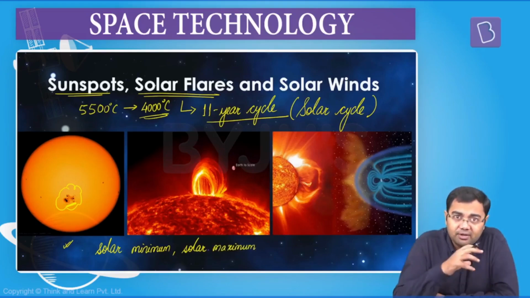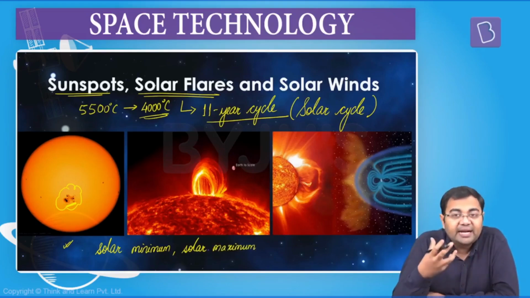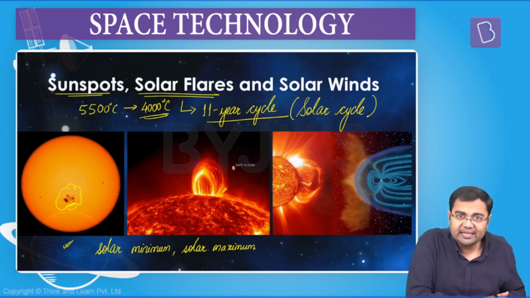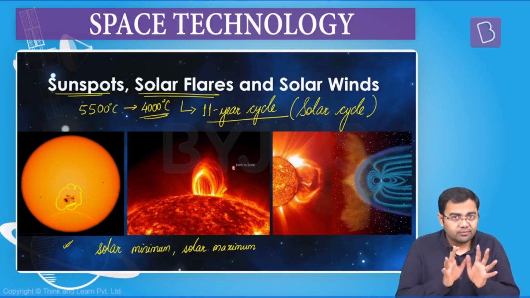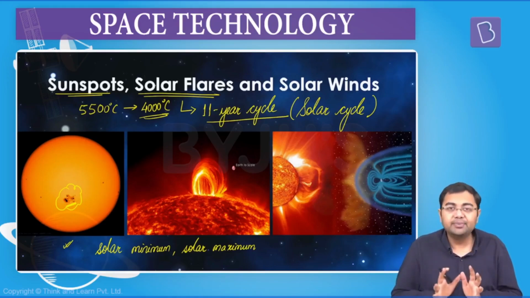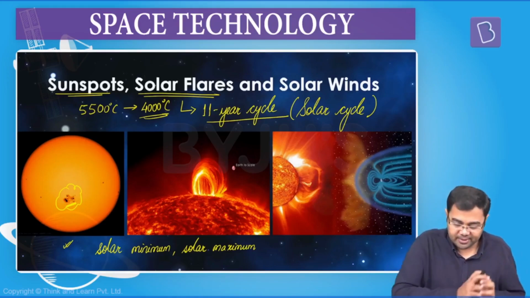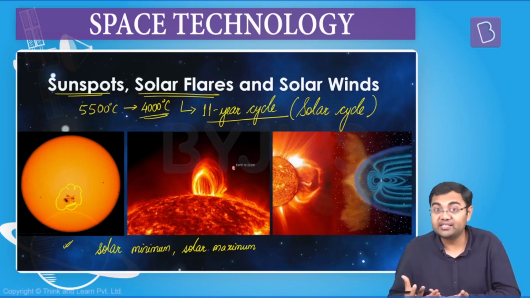So what happens is that whenever you have solar minimum, the activities of the sun are minimum. That is, the number of sunspots will be the least, and the number of solar flares will be the least. So all these things will be very calm. This calmness is called solar minimum. Then after that you have solar maximum.